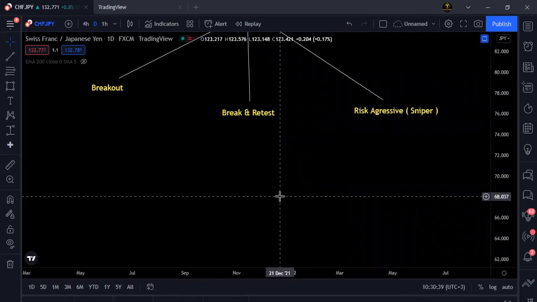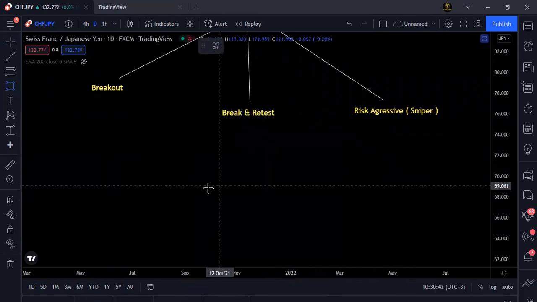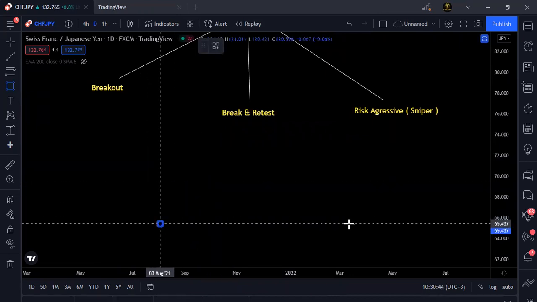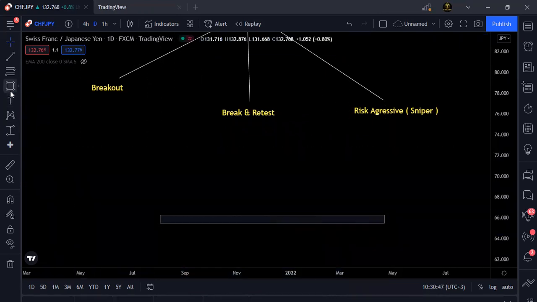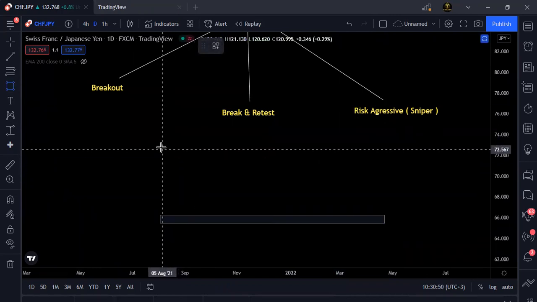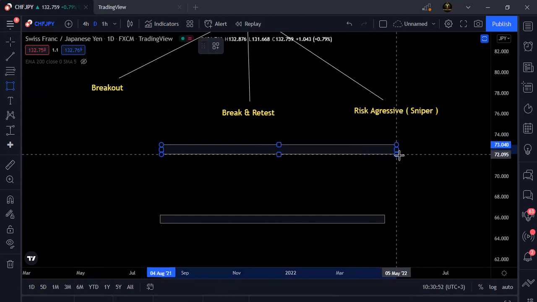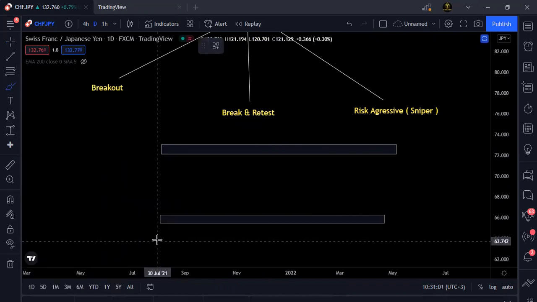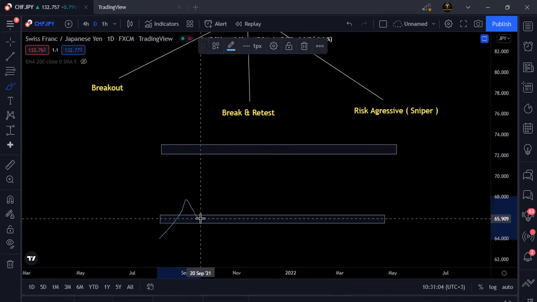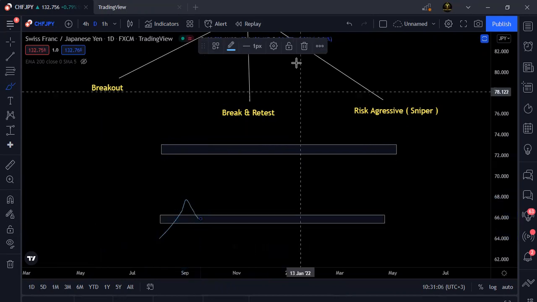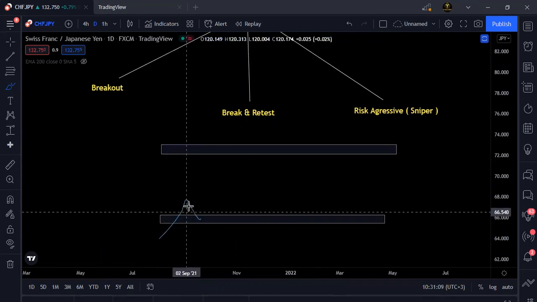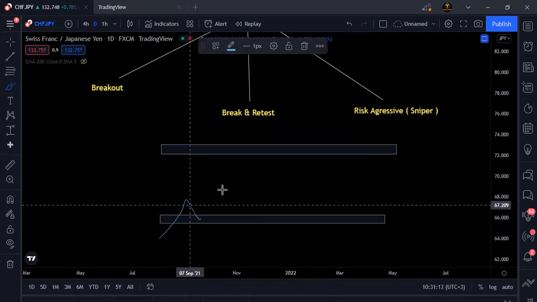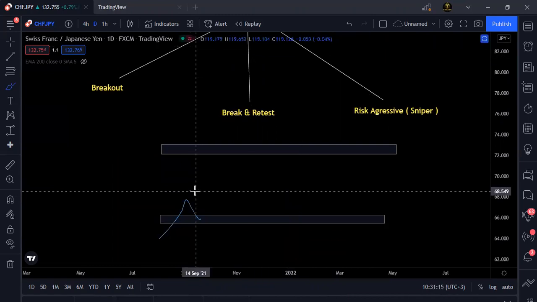The breakout strategy basically means that if maybe we have a market structure here, and we have another structure here, let's assume that prices were coming down from here, came back here. No, this will be a break and retest.